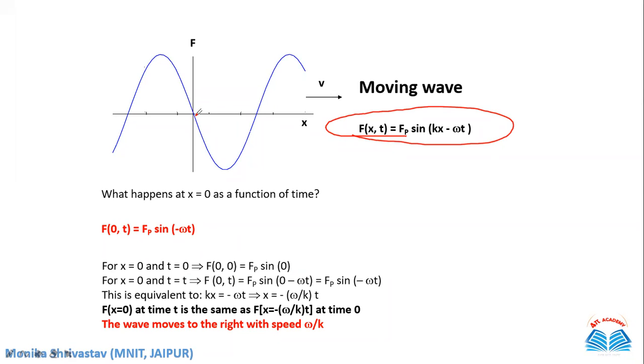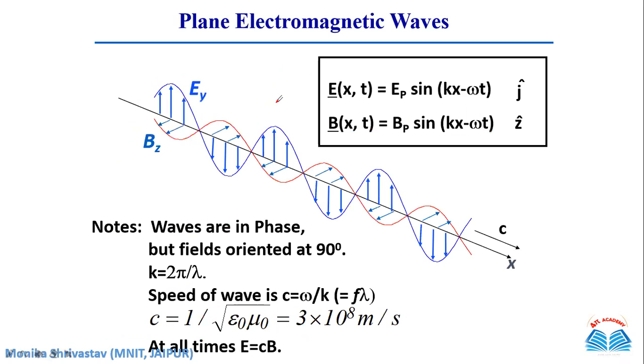At this point, x was 0. At initial time, we are not counting the time at this point. The wave was not moving, and that is why the wave equation has the amplitude 0. But for x equals to 0 and some time t equals to t, we are getting f_p sine(minus omega t). This is equivalent to kx equals to minus omega t, and from this we can get these types of results. So the wave moves to the right with the speed v, and v equals omega upon k.